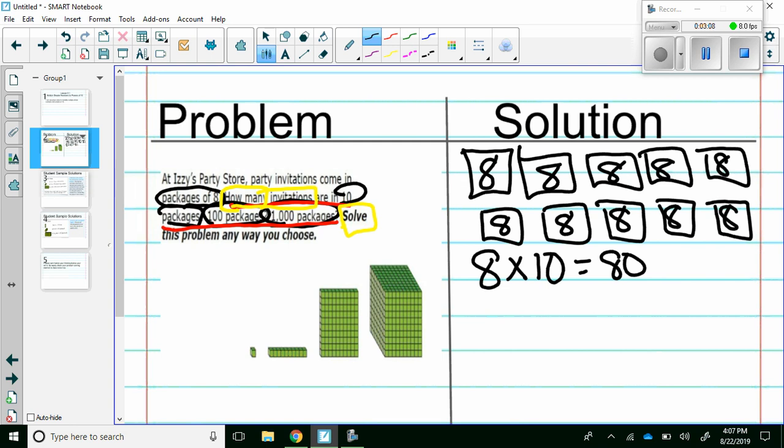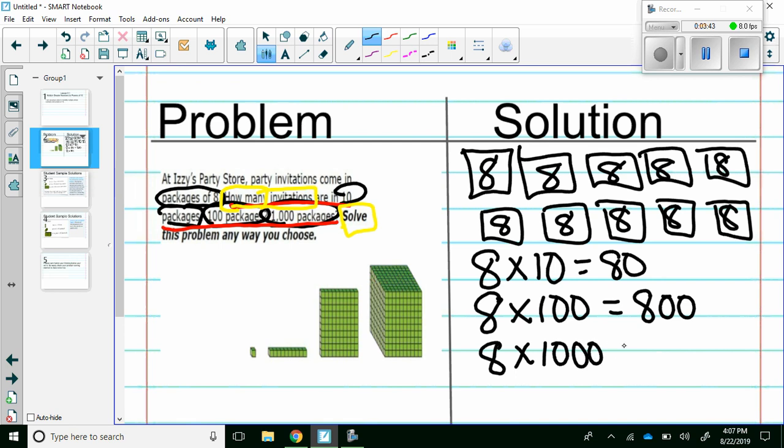Now, once I've set that up, I can think about, well, if I had a package of 8, how many invitations would I have if I had 100 packages? So here's my package of 8. Now I have 100 packages, which would give me 800 invitations. Now I'm starting to see a pattern, because next I think, okay, I have one package of 8 invitations, but I'm going to have 1,000 packages. So 8 times 1,000 would be 8,000 invitations.